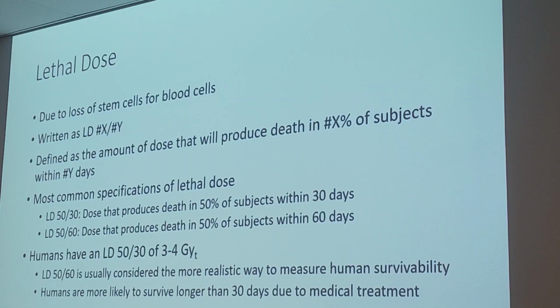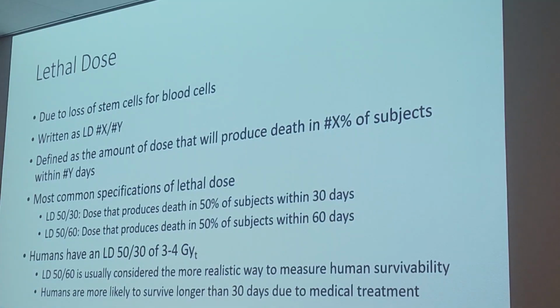So imagine that I said I have 2 doses. One dose gave me LD 50-30. One dose gave me LD 50-60. Which dose do you think is more dangerous? The one that was 30. That's right. Because both killed the same number of people, 50%, but the first did it much faster. So this would be a lot more dangerous, LD 50-30.